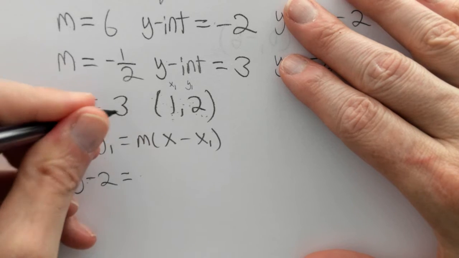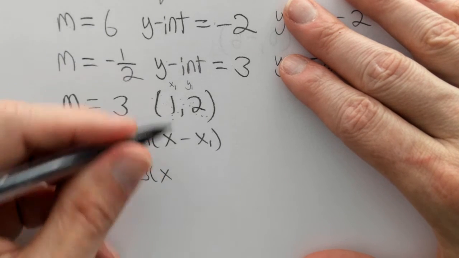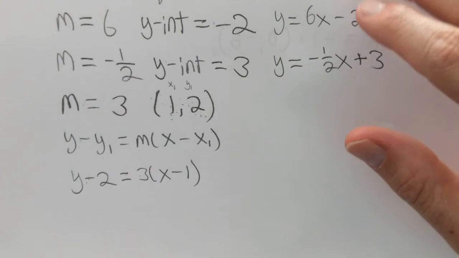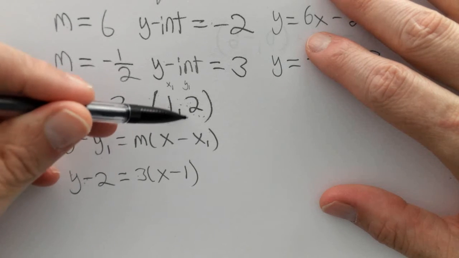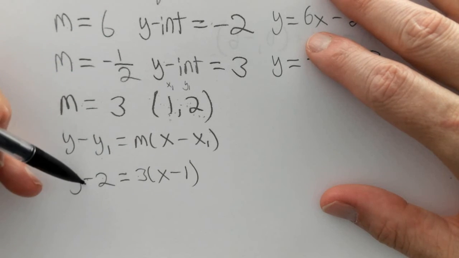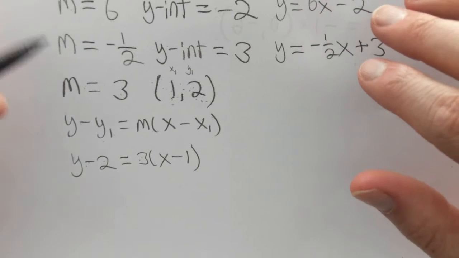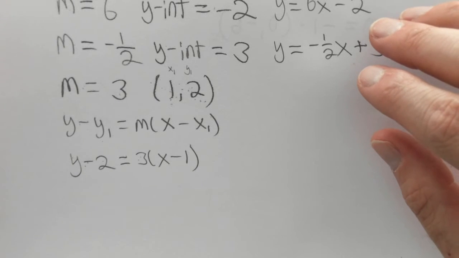All right, the slope they've given me is 3. That goes in for m. This is going to be x, and it's x minus 1. All right, so remember, when you're plugging into point slope form, the x goes behind the x and changes sign, the y goes behind the y and changes sign, and the m just drops in for the slope. All right, so now I've plugged into point slope form.